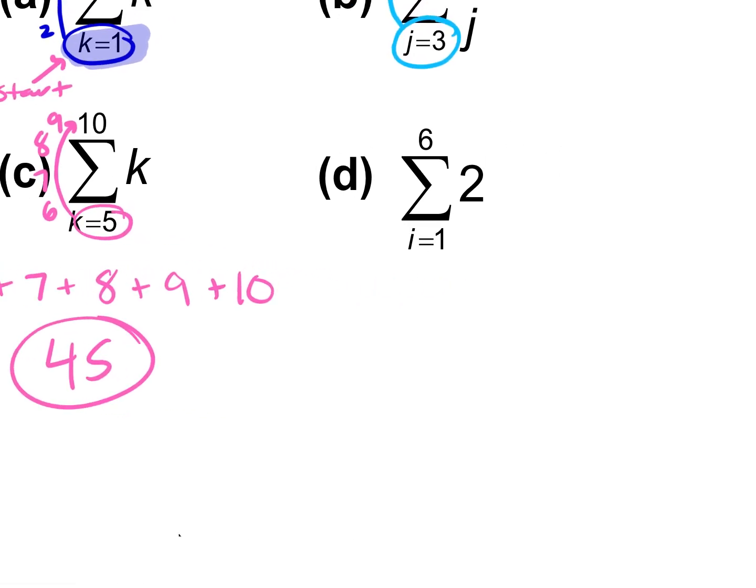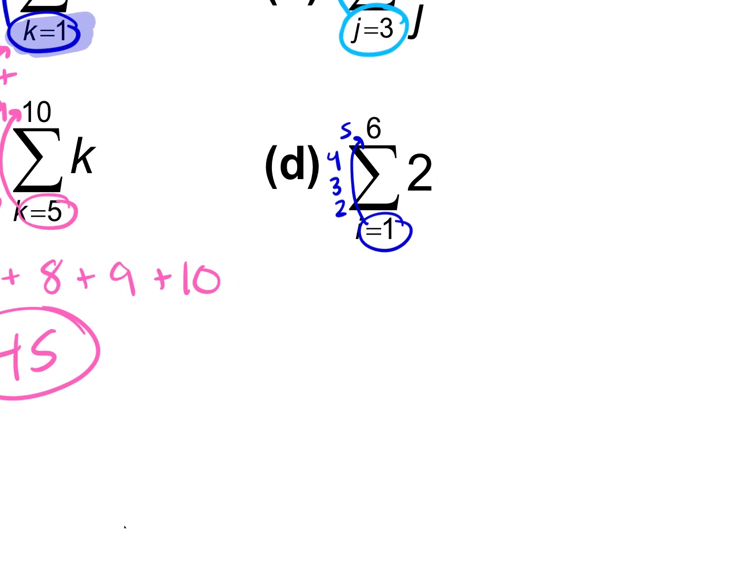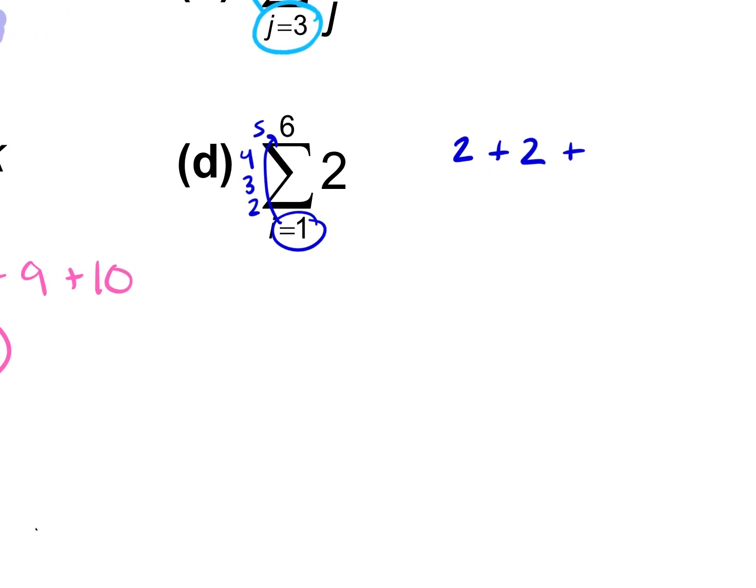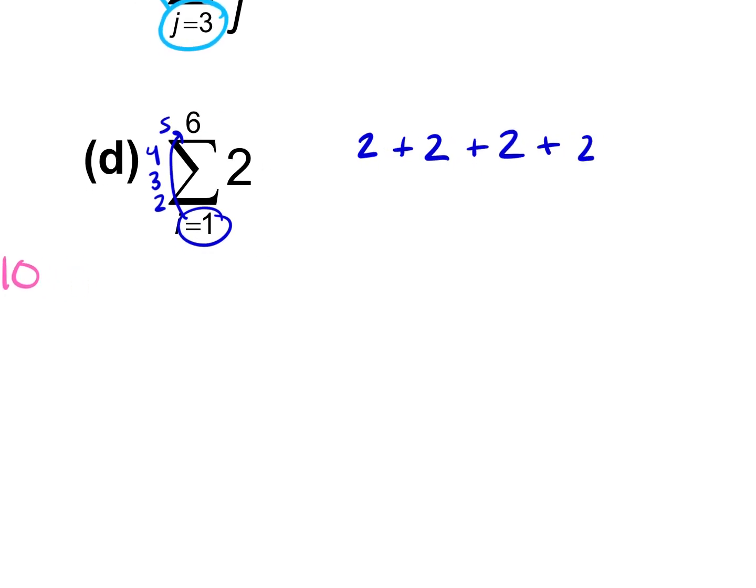All right, last one, let's do D. What would we plug in first? 1. What would we plug in second? 2. We're going to plug in 1 all the way to 6. So 1, 2, 3, 4, 5, and 6. Do I have anything to plug 1 into here? No. So when we technically plug in 1, what's our answer going to be? 2. Plus, when we plug in 2, what's our answer going to be? 2. Plus, when we plug in 3, are we plugging it in to anything? So what's our answer going to be? 2. Plus, when we plug in 4, 2, when we plug in 5, and when we plug in 6. So 2 plus 2 plus 2 plus 2 plus 2 plus 2 would be 12.